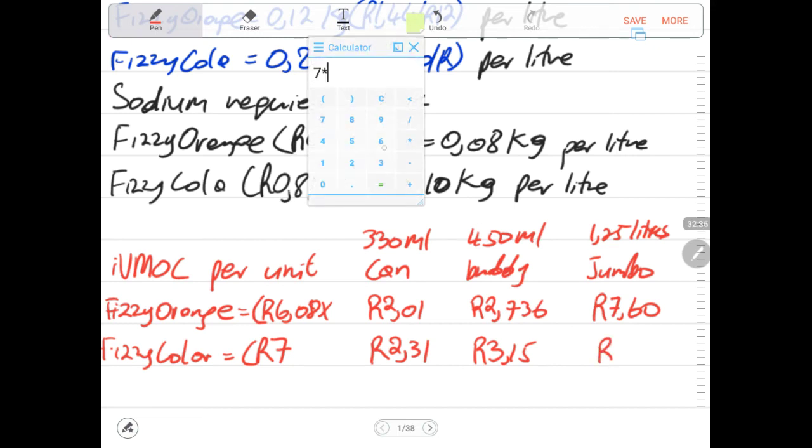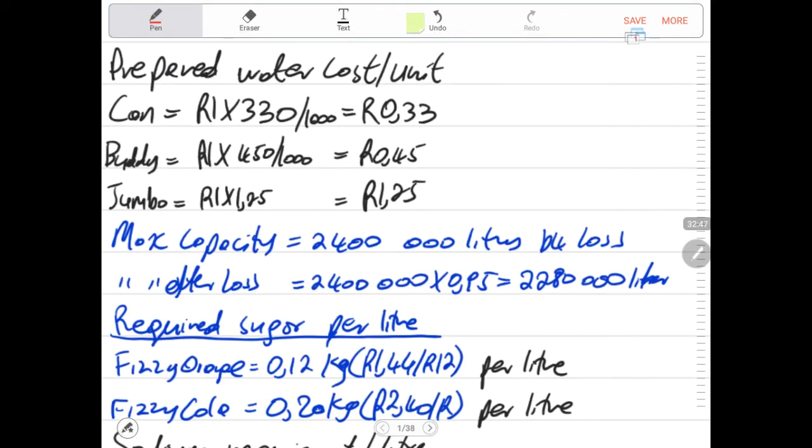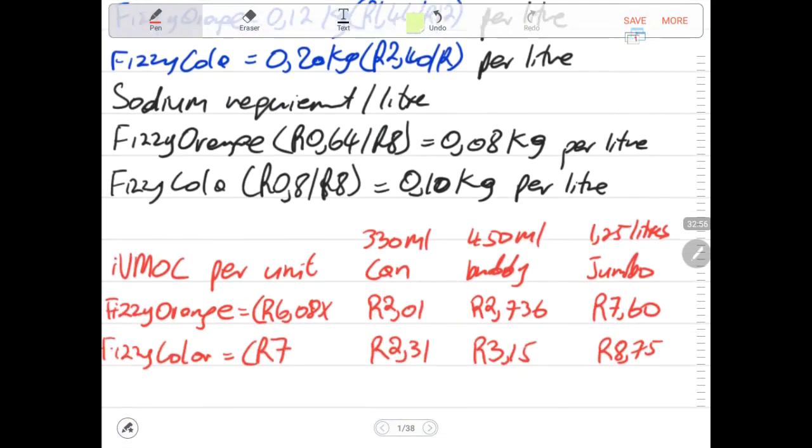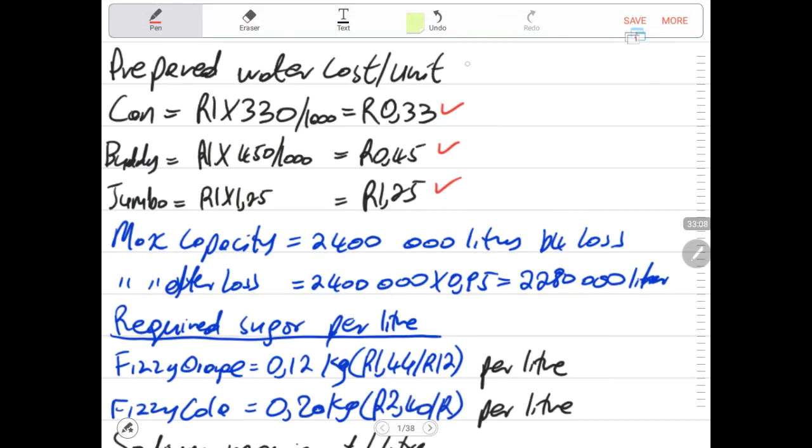Then the last one is 7 times 1.25. Then this gives us 8 rand 75 cents. So now, in other words, we have the cost of prepared water for the bottle, for the can, and for the jumbo. Meaning that is the water ingredients, direct material, plus primary ingredients. We do have the primary ingredients for each of these products. Then we'll look if there is any other cost. And we know that this is a variable cost. This cost varies with the number of units we produce. The more units we need, obviously the more water will be required.